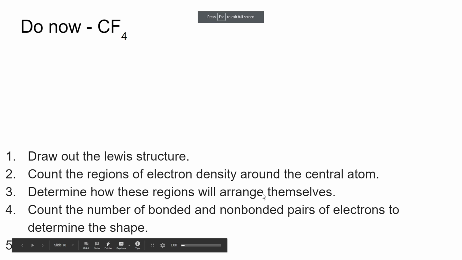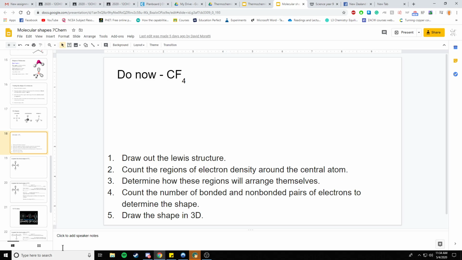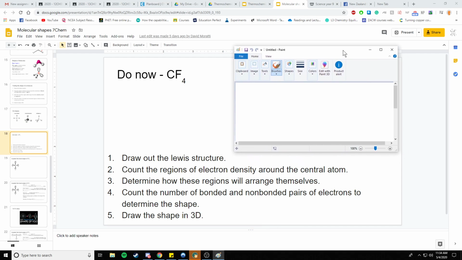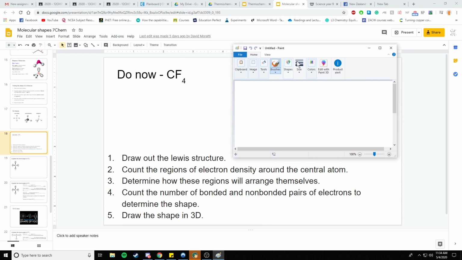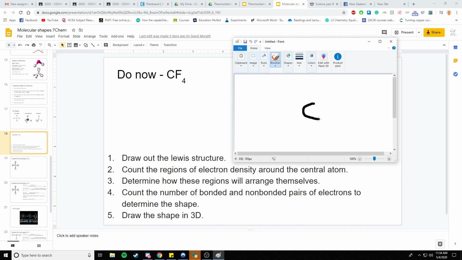Hi guys, we're going to start today with just an example of how we find the shape of a molecule. So, I'm going to get out my trusted Paint because unfortunately I've got nothing better to work with again. So CF4. Firstly, we draw out the Lewis structure of our molecule. So we've got carbon in the middle, needing the most bonds because it needs 4 bonds, and we're just going to have fluorine all around it. Okay? So this is our Lewis structure for CF4.